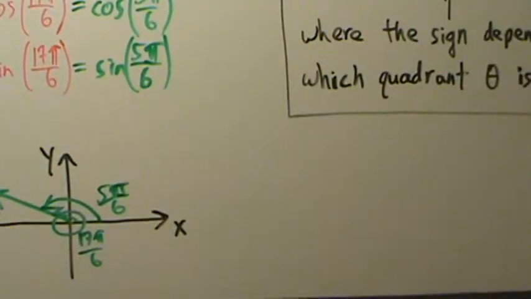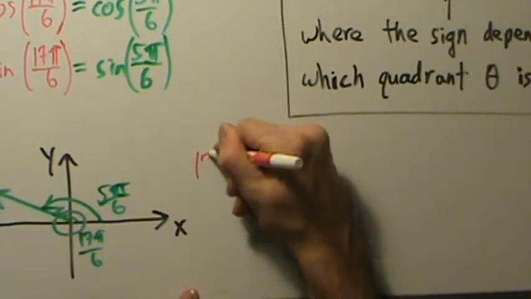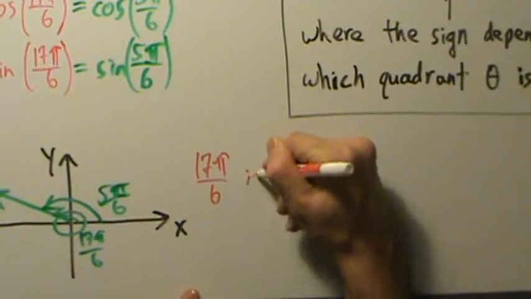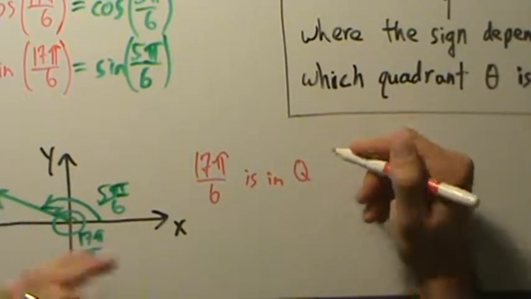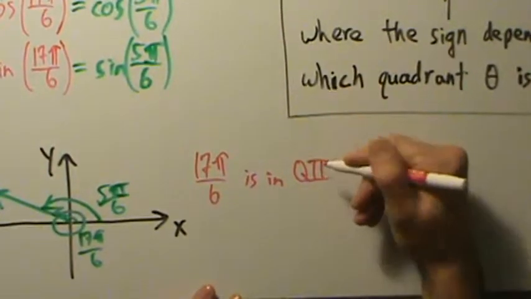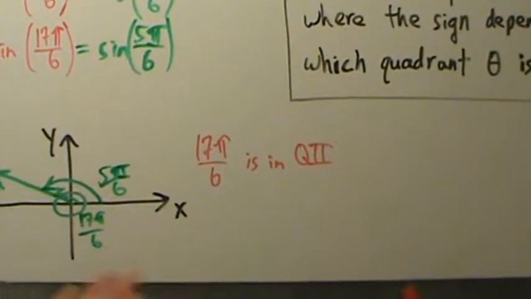So we could say, okay, 17 pi over 6 is in quadrant 2, right? It's in quadrant 2. Okay. So what can we say about the cosine and sine?